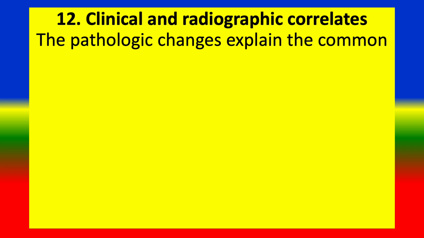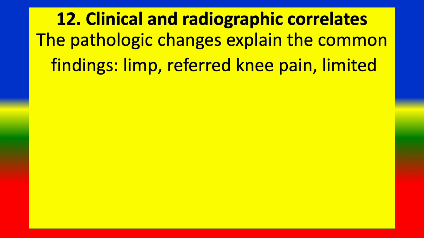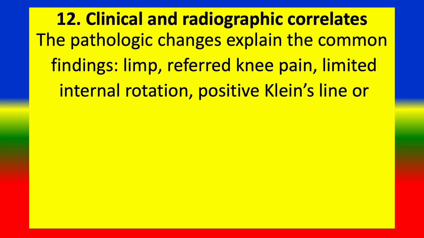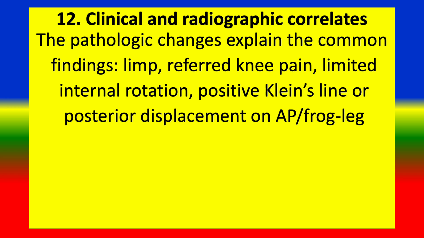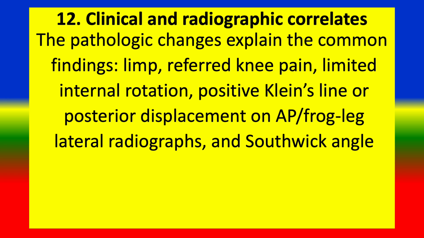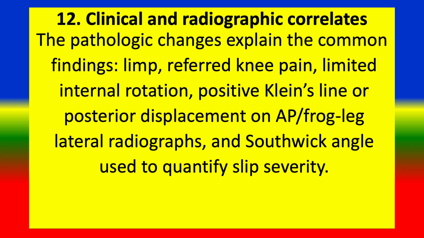12. Clinical and radiographic correlates. The pathologic changes explain the common findings: limp, referred knee pain, limited internal rotation, positive Klein's line or posterior displacement on AP and frog-leg lateral radiographs, and the Southwick angle used to quantify slip severity.